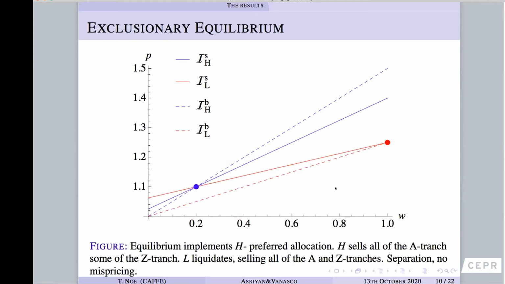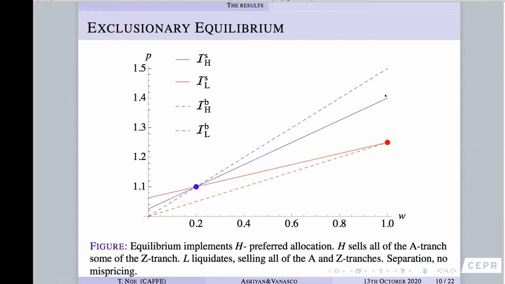So it looks something like this. Red is bad, red is low, and blue is high. So we essentially will get the high type here is going to sell off 20% of the Z tranche, and he's going to sell it off here at his terms. You can see this, the dotted lines are the seller's ISO profit lines, and the solid lines are the buyer's ISO utility lines, if you will.